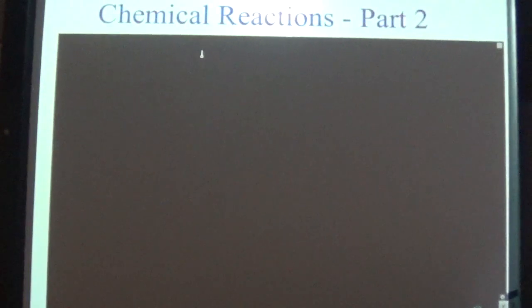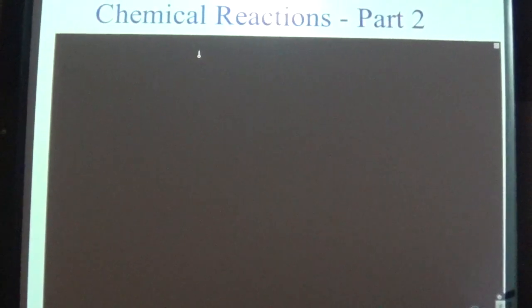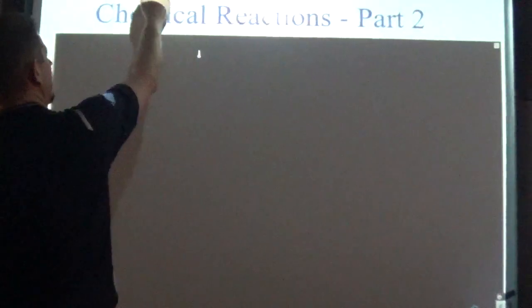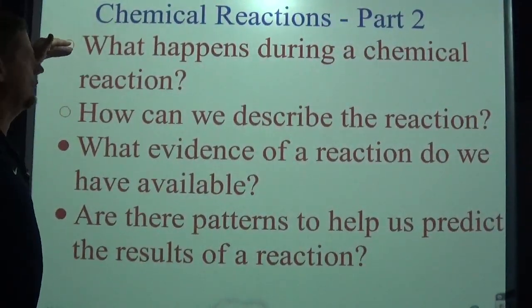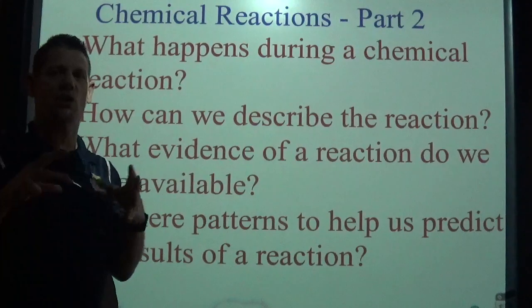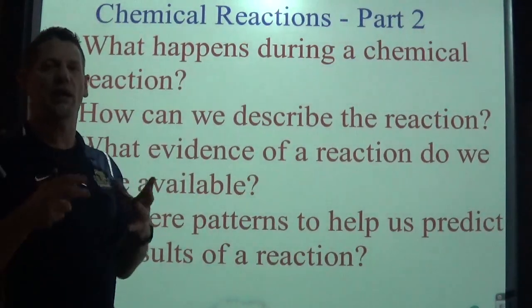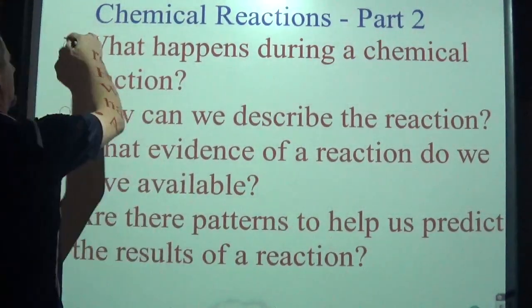All right, so here we go. This is chemical reactions part 2. Hopefully you recall last time we went through a couple questions. So I have those questions here and we'll just make sure that we understand them. We talked about what happens during a chemical reaction, and that would be that the atoms are interacting with each other. They rearrange to form new substances.